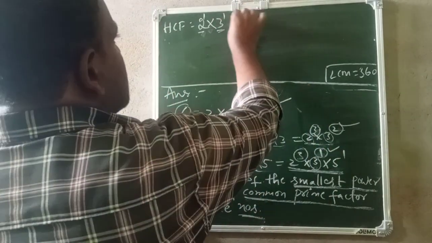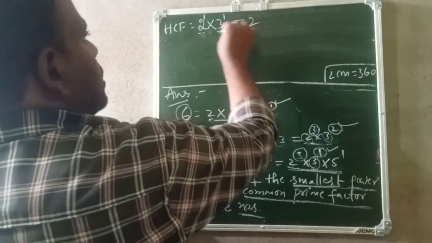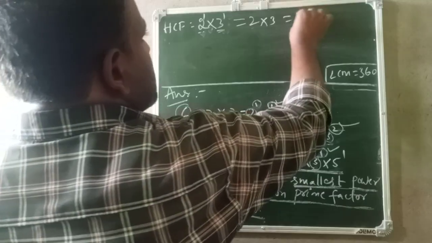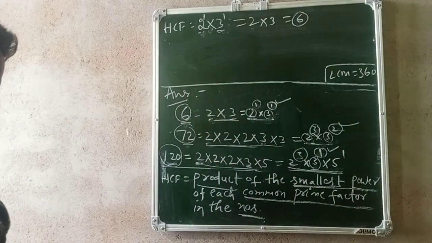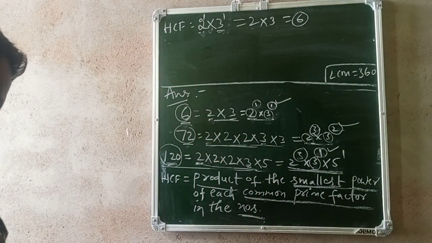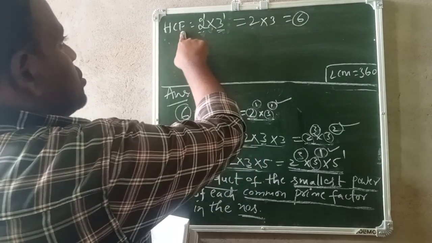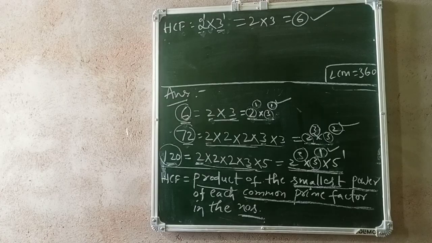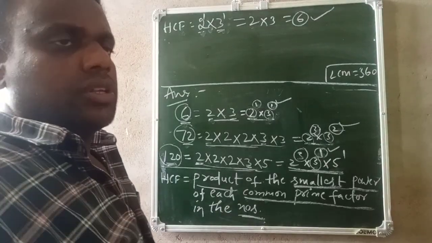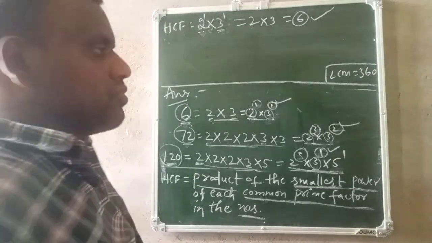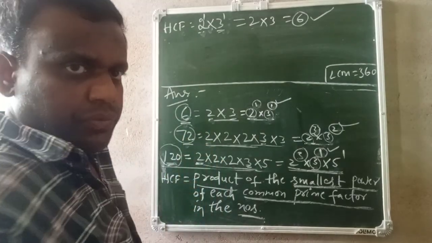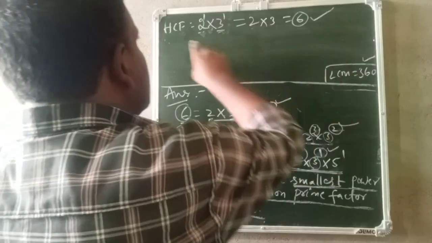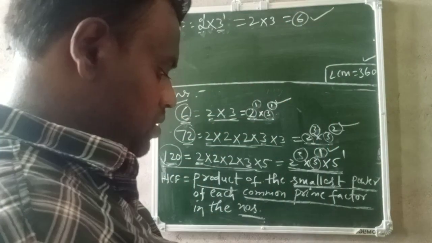Now simplification. 2 to the power 1 means 2 only, into 3 to the power 1 means 3 only. Now 2 times 3 is 6. So the HCF is 6. Got it? See, the question was to find the LCM and HCF of 6, 72 and 120. Correct? So these are the answers. LCM is equal to 360. HCF is equal to 6.